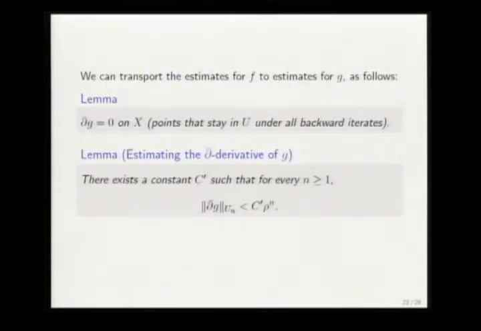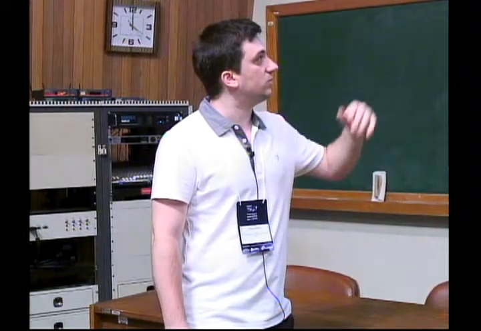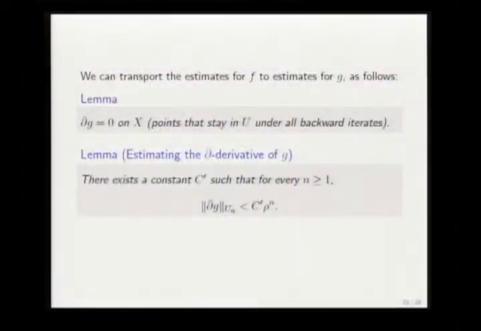This translates to saying that the d bar derivative of g, where g is already a map in the complex plane, is 0 on the set of points that never escape the ball, or the domain U. And the d bar derivative of g on the set Un is bounded by some constant times rho to the power n, for rho less than 1.